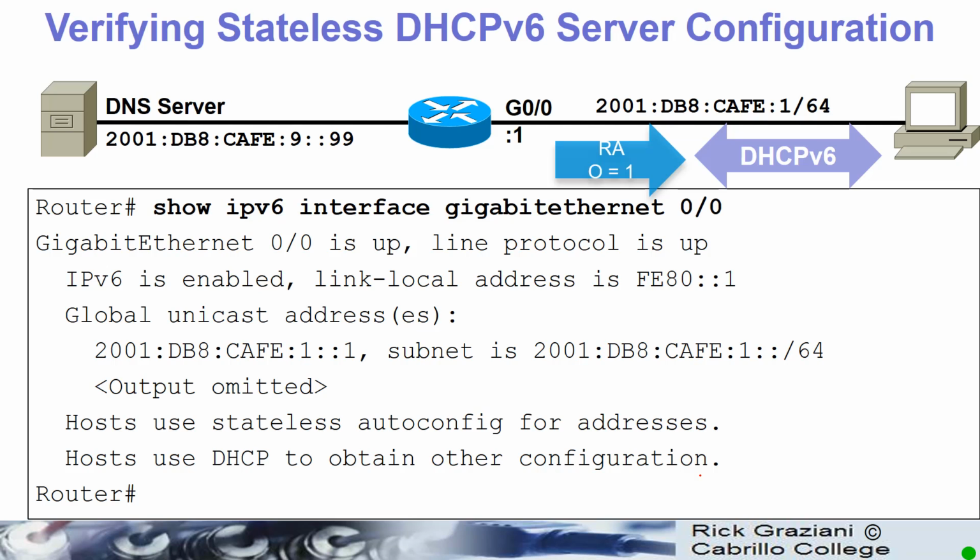That will show you it's an IPv6 interface, its link local address, its global unicast addresses, and host uses, again, the stateless auto configuration. You can also see that the host uses DHCP to obtain other configuration, because it will recognize that the RA is being set to 1. Auto configuration, and obtaining the DNS settings via DHCP is the next line.